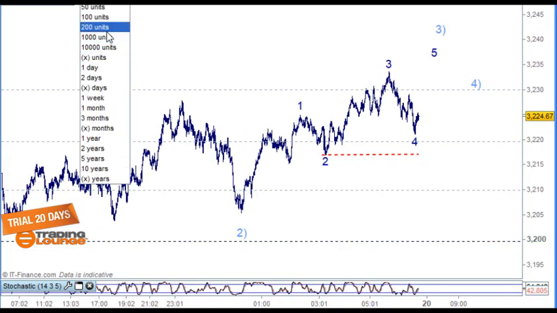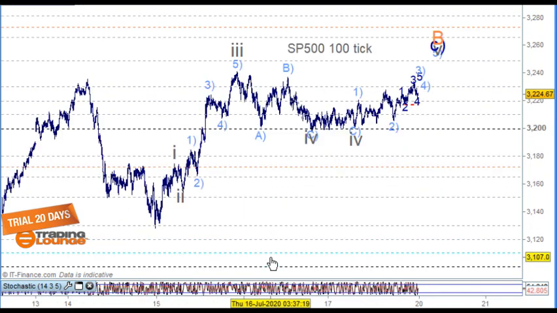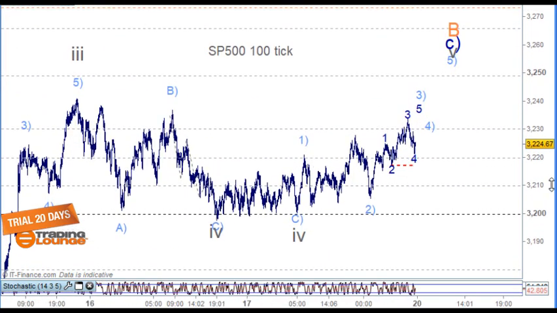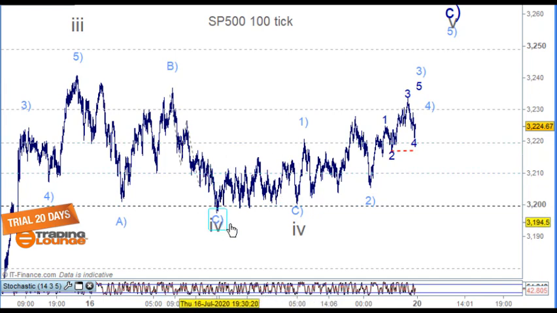If I just bring a bit more data in here, of course, as we do on the tick chart. So yeah, we're looking at 1 and 2 here, then 1, 2, 3, 4, 5, an A and a B and a C. And like I said, I haven't really got my head around all of this here, and I can count 5 waves down here, 1 and 2 and 3 and 4 and 5.